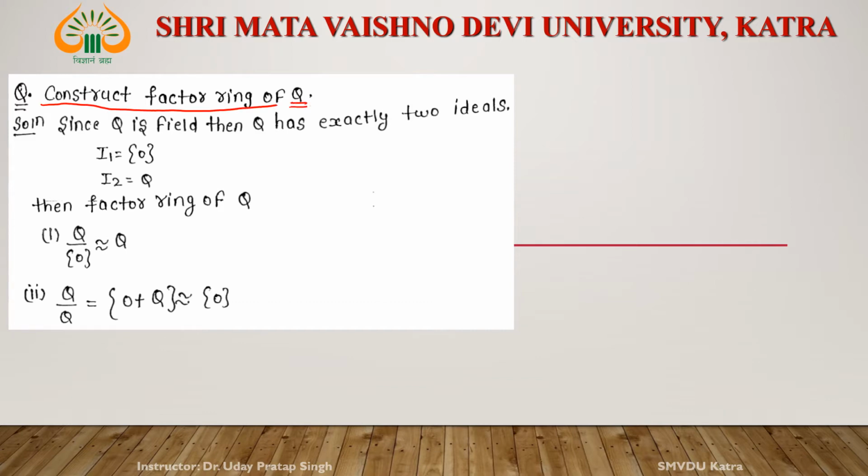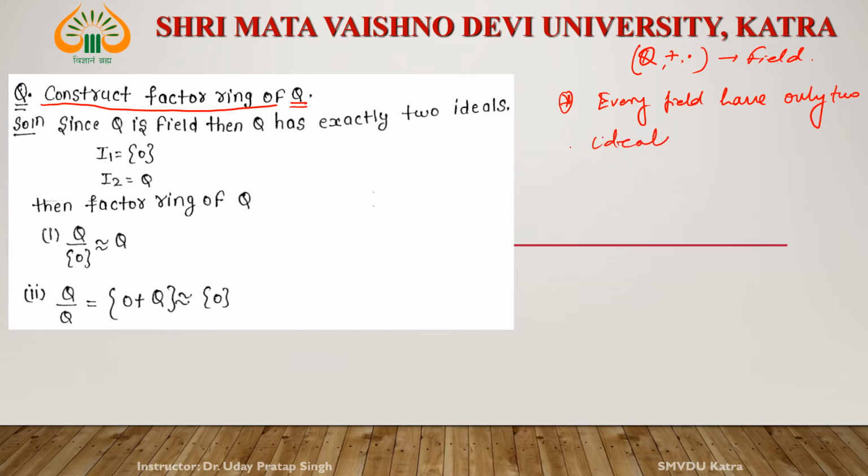Okay, we know that the set of rational numbers is a field with respect to addition and multiplication. We also studied that every field has only two ideals, right? Then what are the ideals of Q? They are 0 and Q. Okay, 0 and Q are the ideals.